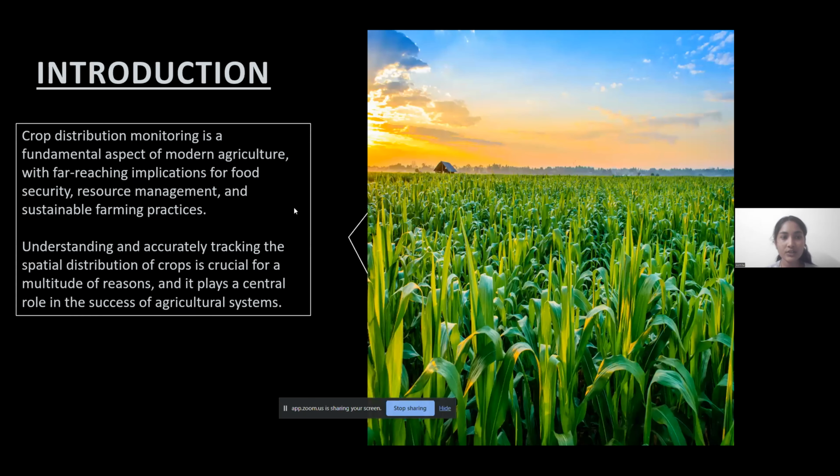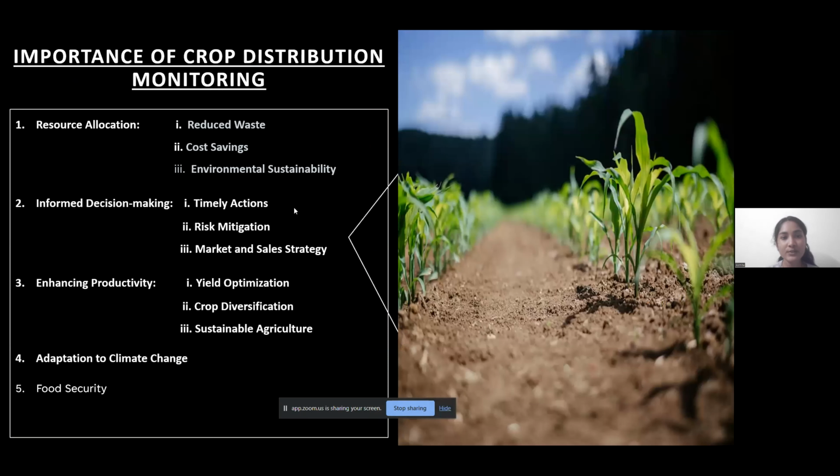So first, introduction. Distribution monitoring is a fundamental aspect of modern agriculture with far-reaching implications for food security, resource management, and sustainable farming practices. Accurately tracking the spatial distribution of crops is crucial for a multitude of reasons, and it plays a central role in the success of agricultural systems. Importance of crop distribution monitoring.